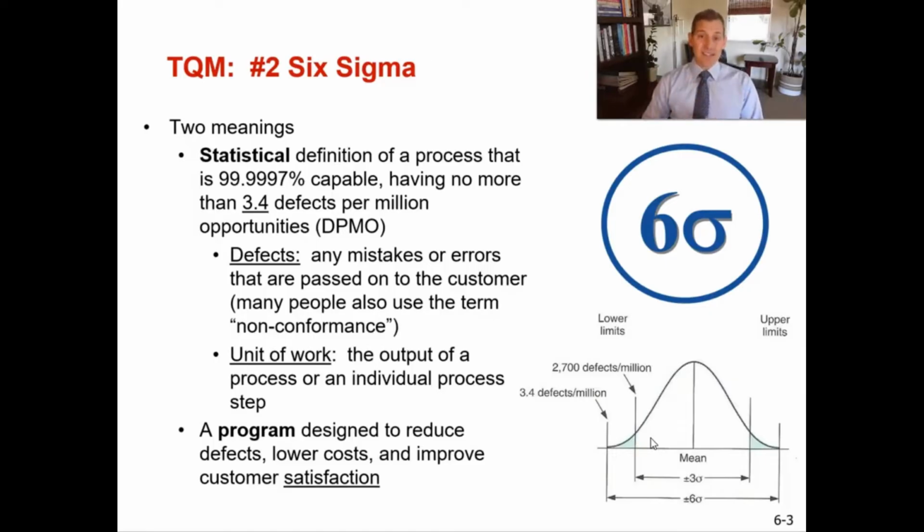So statistically, Six Sigma means 3.4 defects per million opportunities. A defect can also be called a nonconformance, and a unit of work is the output of a process or an individual process step. So you can make a process Six Sigma, or you can make the output of a process Six Sigma. You can work on different steps in that process, or the overall process, or it can be measured as the amount of defects per million opportunities within a finished good product as well. So Six Sigma, 2 meanings, 1 statistical and 1 is a program.